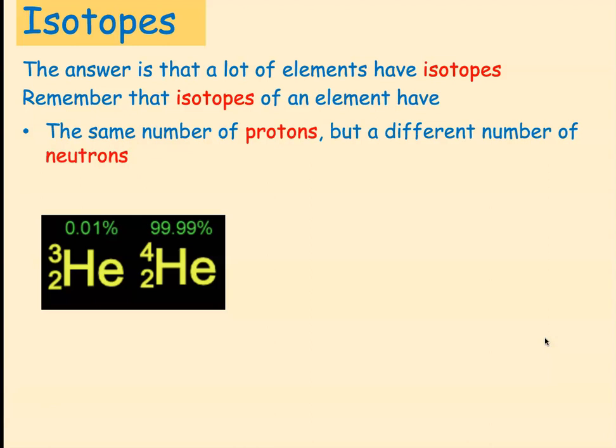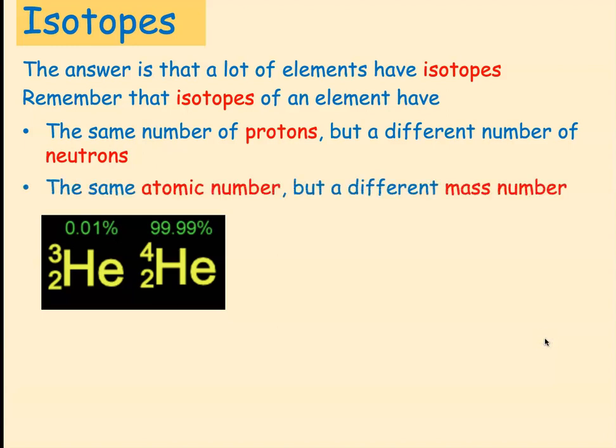Many elements have different isotopes, and just to remember what an isotope is: isotopes are atoms of an element that have the same number of protons but a different number of neutrons, or the same atomic number, that's the bottom number, but a different mass number, that's the top number.